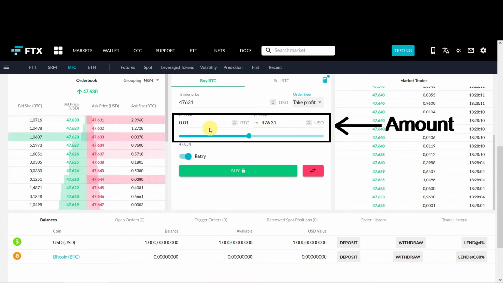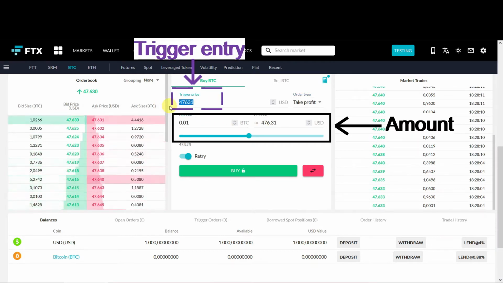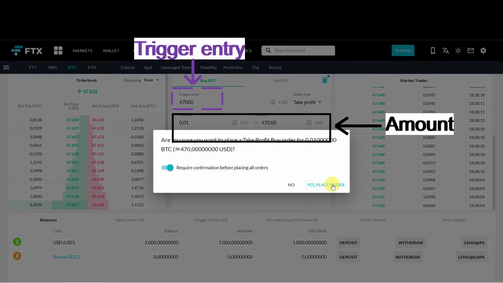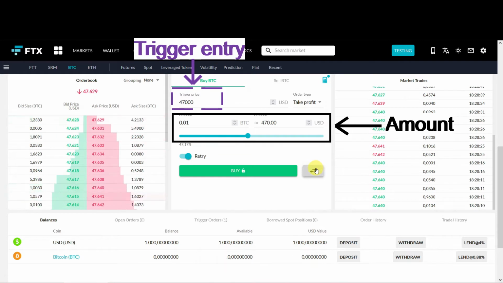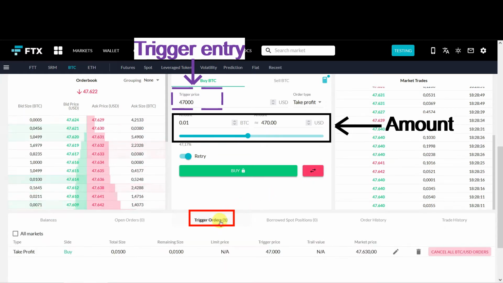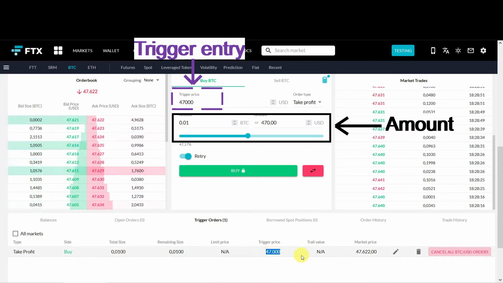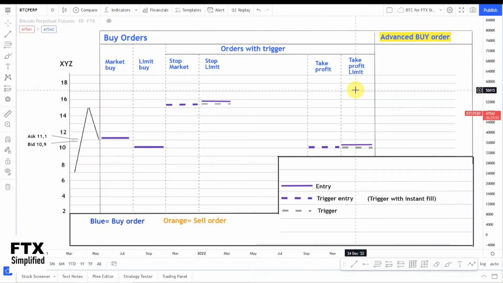And then in the black box, you have to fill in the amount. And in the dotted purple box, you have to fill in the trigger entry, which we just said was $47,000. And you click buy, yes, buy. And then you see under the trigger orders that there is a trigger order, a take profit buy of 0.01 Bitcoin. And when your order gets triggered for the trigger price, you will buy for the ask price at that moment. And you could use this order also with a limit, and therefore we jump back to the overview.